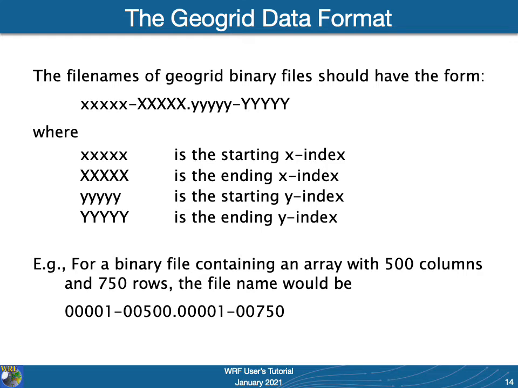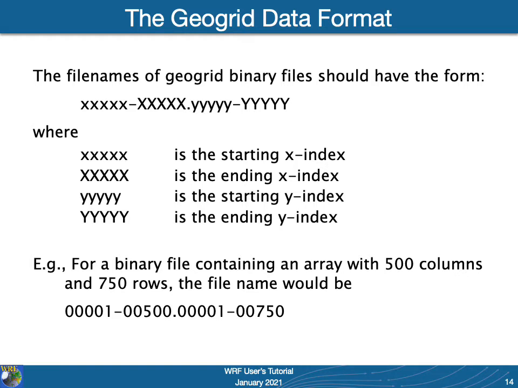In addition to a particular file format, the geogrid program expects a particular file naming convention for all binary files of data, and that convention is 5 digits hyphen 5 digits dot 5 digits hyphen 5 digits. This first set of digits represents the starting X index of the data contained in the file, and the second set of 5 digits represents the ending X index, and these are one-based indices that we'll see an example of in the next slide. The third set of digits represents the starting Y index, and the last represents the ending Y index of the data set contained in a file.